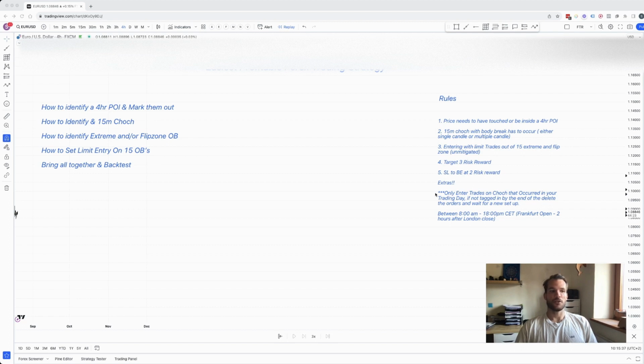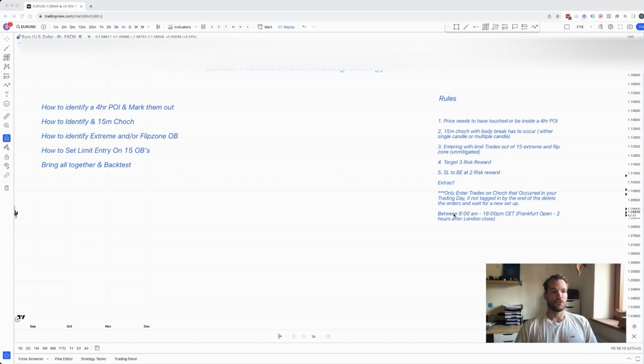There are some extras that I've identified from running over the data. We only want to enter trades on a 15-minute CHOCH that occurred in the same trading day. So your CHOCH occurs Monday morning, and you get a tag in New York session Monday afternoon and it plays out fine. However, if your CHOCH occurred on Monday morning and you set your limits and they didn't get filled on Monday, and we go into Tuesday, you want to delete those orders for this strategy. It's not valid anymore. We want to wait for a new setup, a new CHOCH, and then go from there.